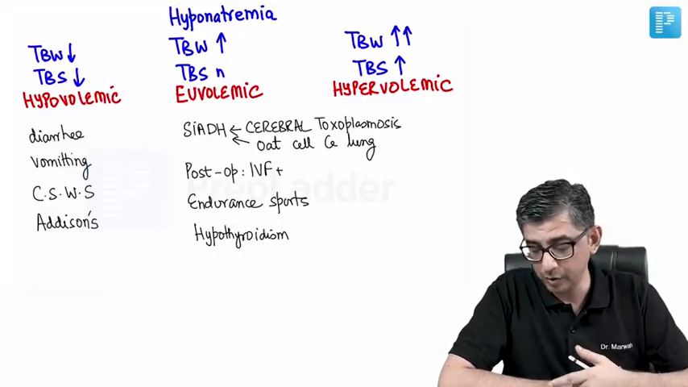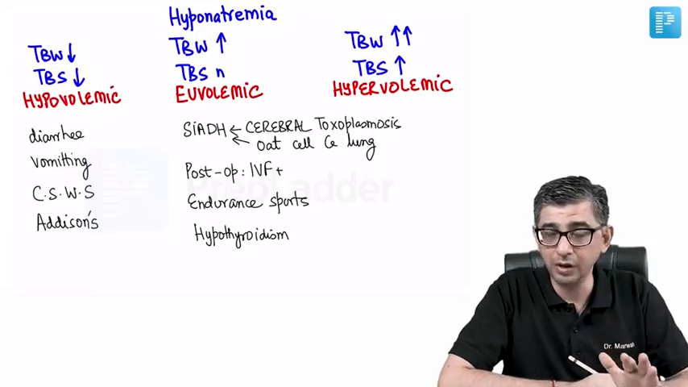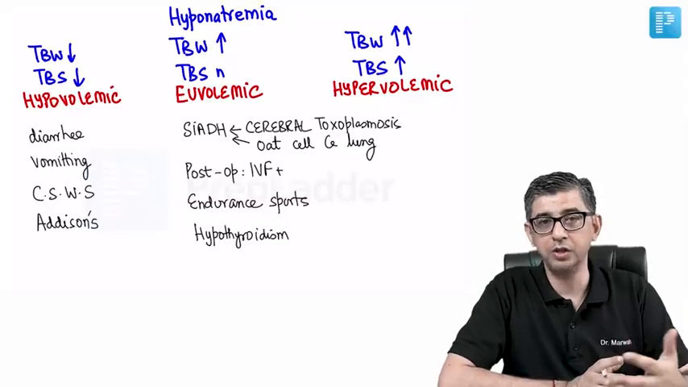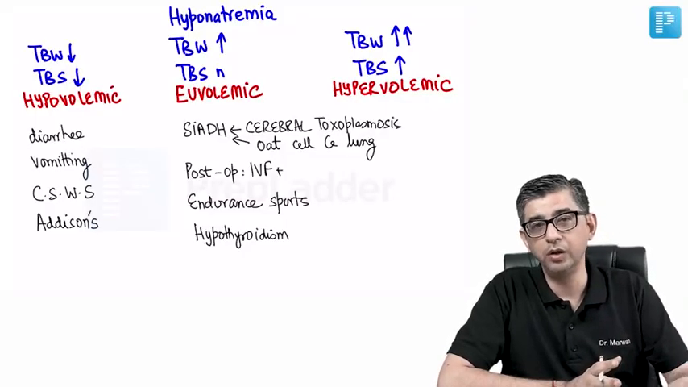Now, in case there is a deficiency of the thyroid hormone, this check is gone. And if the check is gone, antidiuretic hormone production will be more. The endogenous production will be more, and more antidiuretic hormone means that there would be more water in the body.